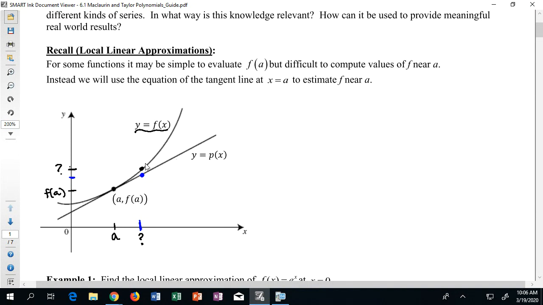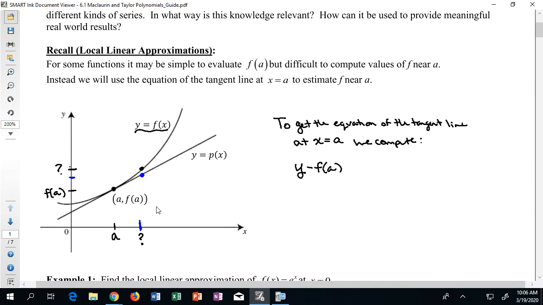So notice that this is ultimately the construction that we would go through to get the equation of this tangent line. So to get the equation of the tangent line at x equals a, we compute, and notice I'm just going to start by setting up point slope form. If I know a point that's already on my line, and I do, it's a, f of a, I could start by writing y minus my y coordinate should be equal to, I'll leave a blank for slope, and then I should have x minus x coordinate.